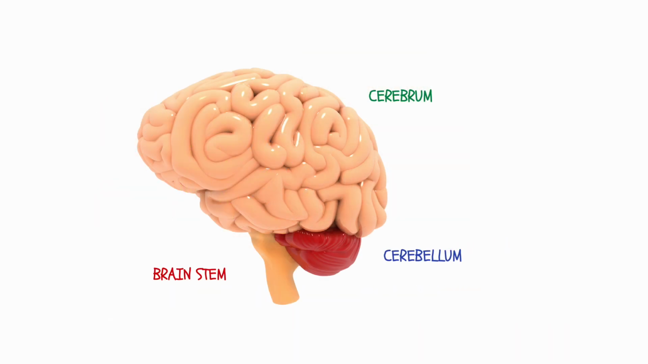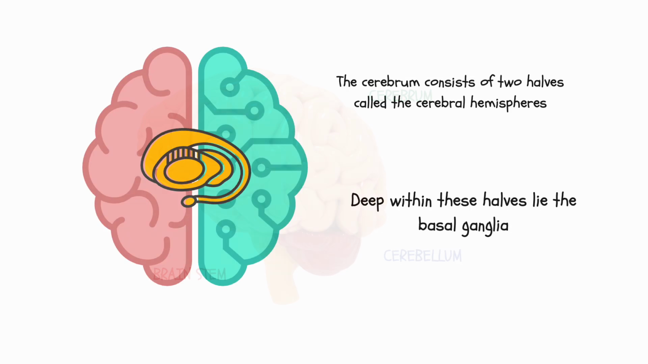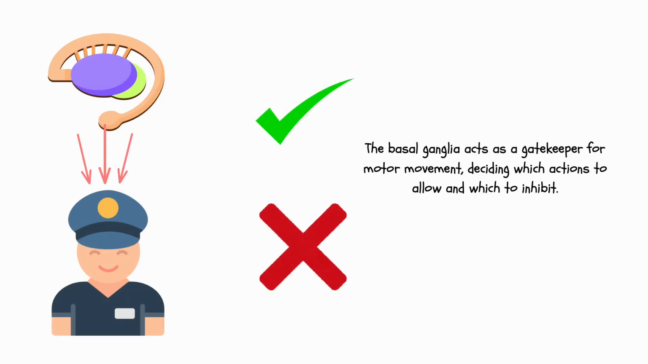So just to recap, the brain consists of 3 parts: the cerebrum, the cerebellum, and the brain stem. The cerebrum consists of 2 halves called the cerebral hemispheres, and deep within these halves lie the basal ganglia. The basal ganglia functions as the gatekeeper for motor movements, deciding which actions to allow and which to inhibit.